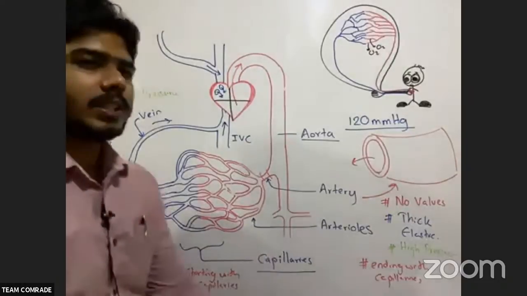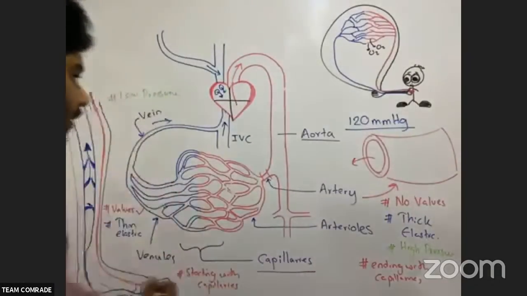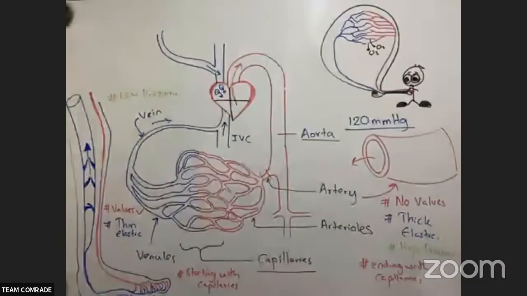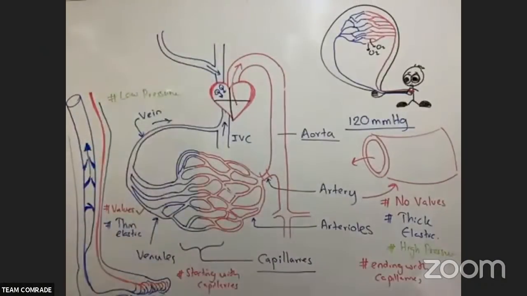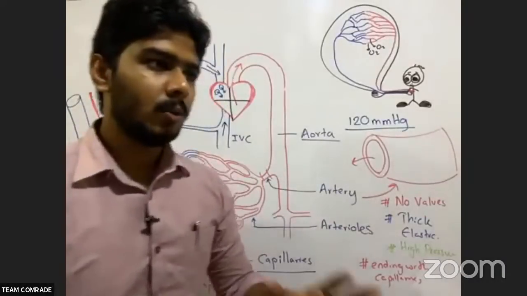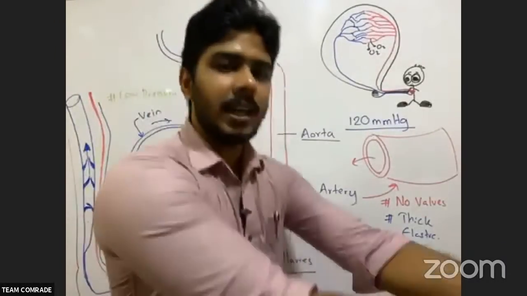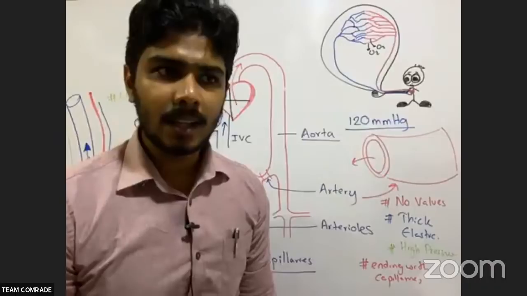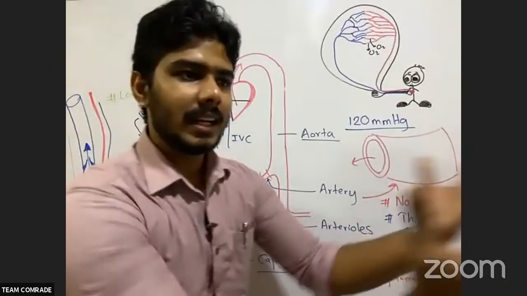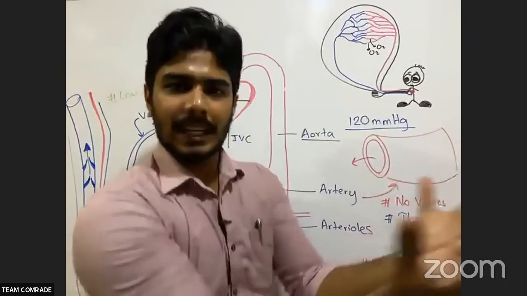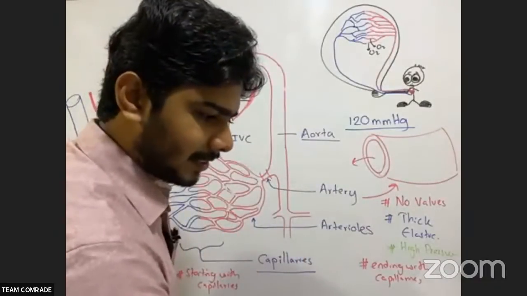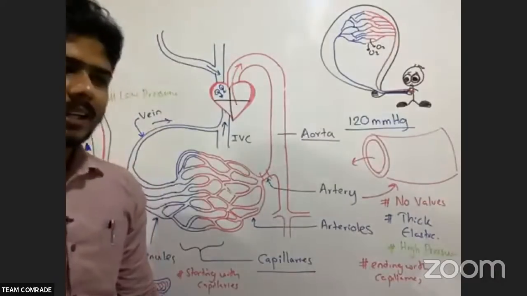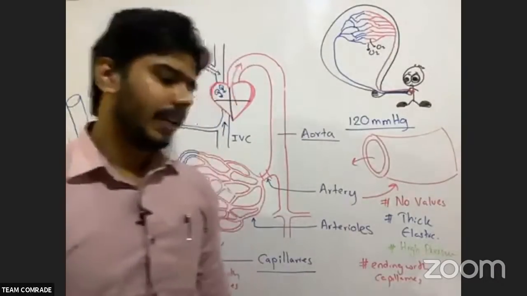Now, what can you see about the functions here? Veins move blood towards the heart, right? Arteries are distributing blood to the organs. Veins are collecting blood from the organs. Are you clear? Is it clear? Okay.